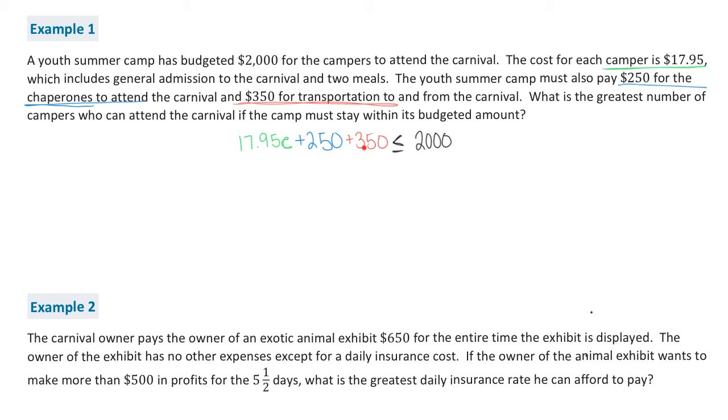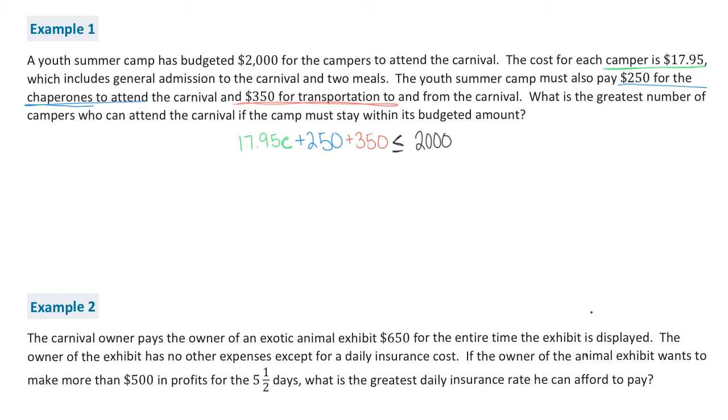So the total amount of costs must be less than or equal to $2,000, which is their budget. Our goal is to find the number of campers that can attend the carnival, and so we're going to use C to represent that. Let's get C to be by itself. First of all, let's combine any like terms. Here, I see that $250 and $350 are the same term. So let's go ahead and combine those.